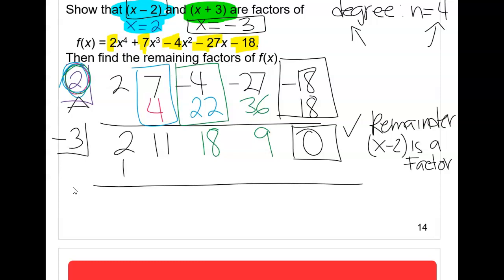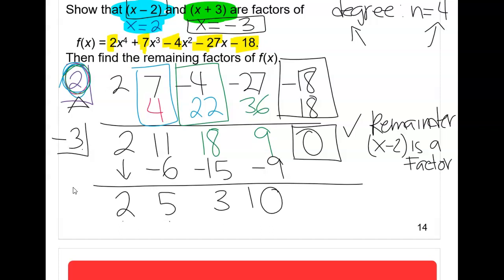So let's try this. We drop the first digit, then we multiply -3 times 2, that's -6. 11 plus -6 is 5. -3 times 5 is -15. 18 plus -15 is 3. -3 times 3 is -9, and then 9 minus 9 is 0. So again, congratulations, you got a remainder that is 0. That means that x equals -3 is a solution.